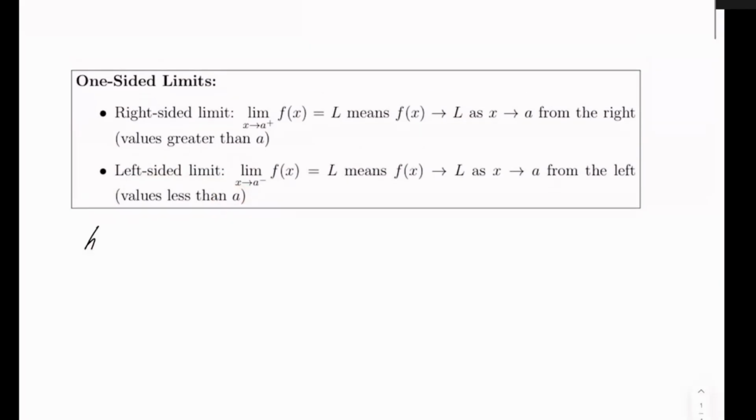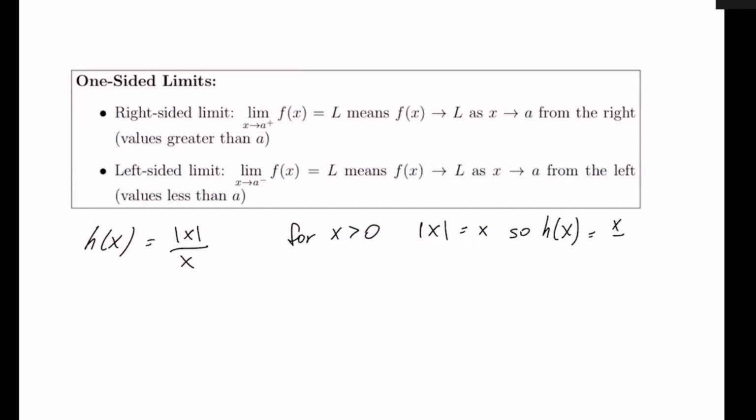Consider h of x equals absolute value of x over x. For x greater than 0, absolute value of x is going to be just x, right, by the definition. So h of x is going to be x over x, which is 1 everywhere. Now for x less than 0, absolute value of x is equal to negative x by definition, right? So h of x is going to be negative x over x, which is negative 1.